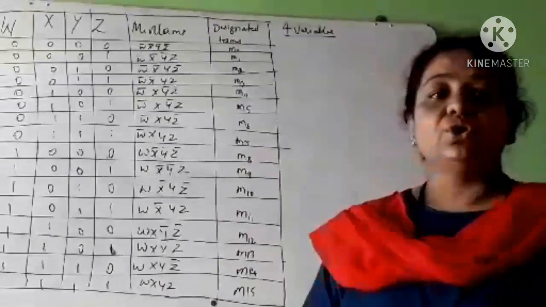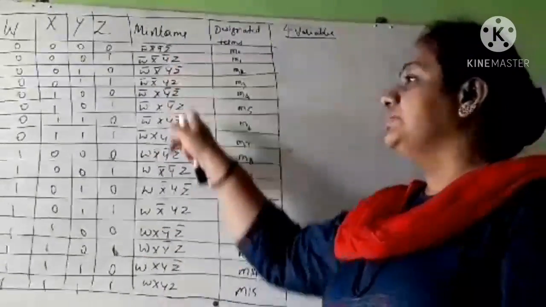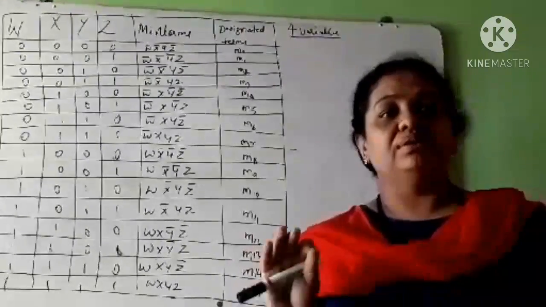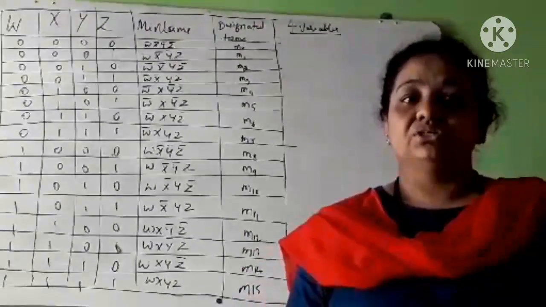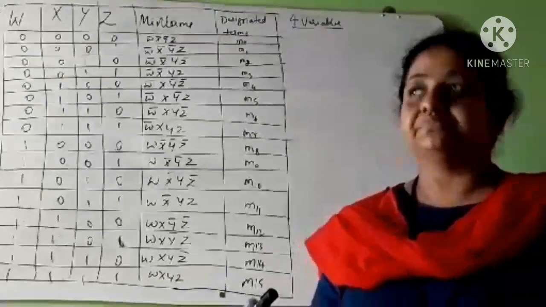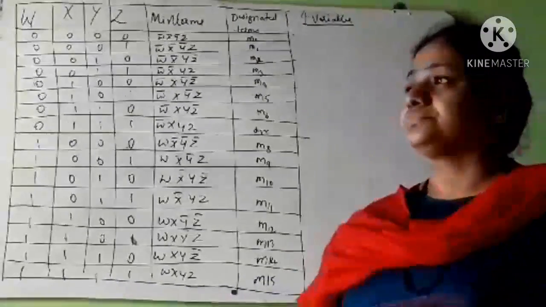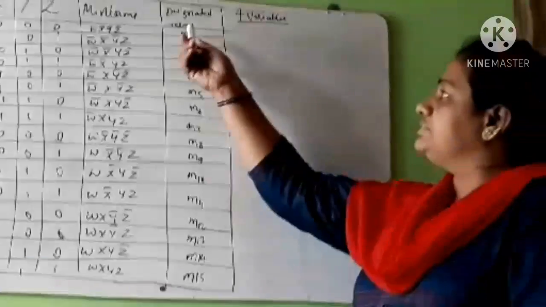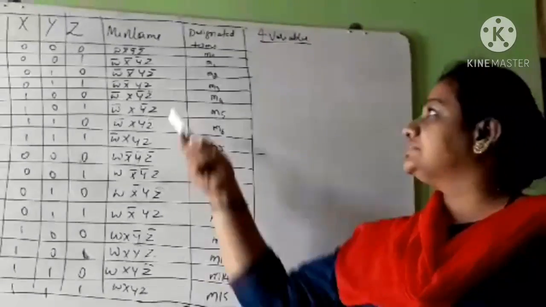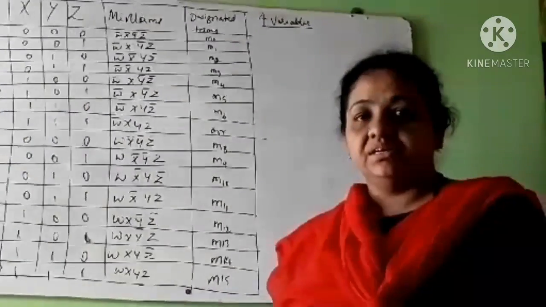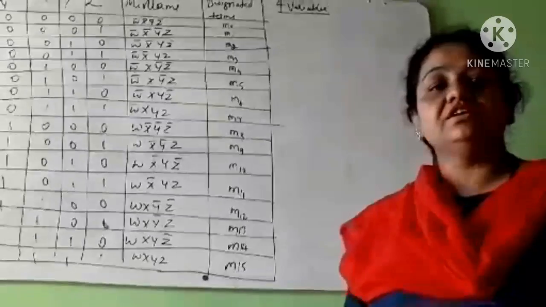Likewise, you can just go through the minterm table once, and also write and practice so that you get used to it. You will understand it better. Designated terms are easy. Start from m0 till m15. So this is how we construct a truth table.